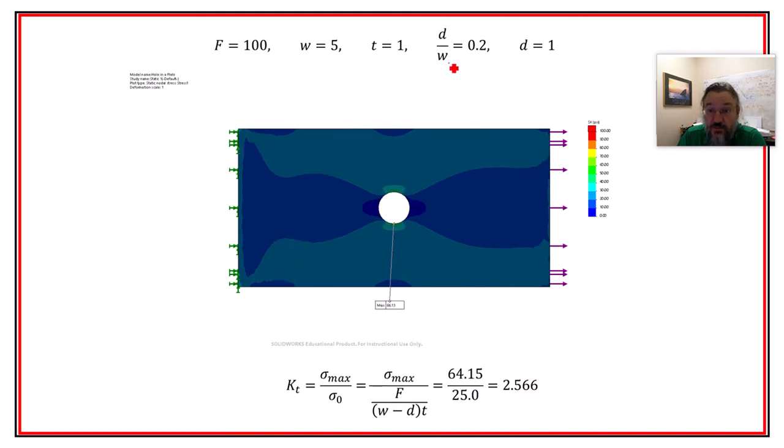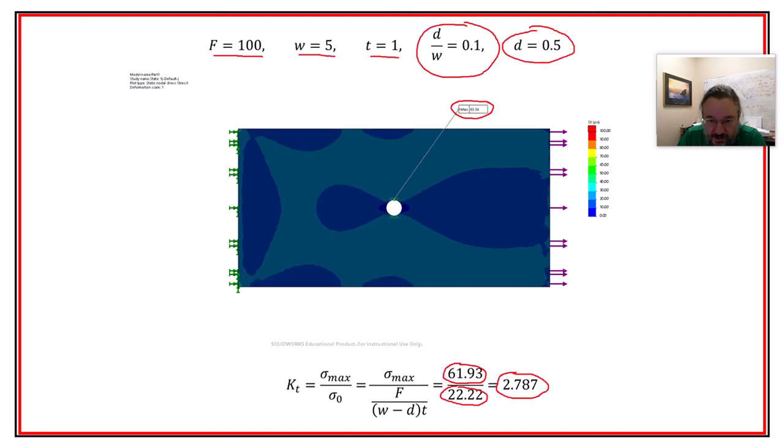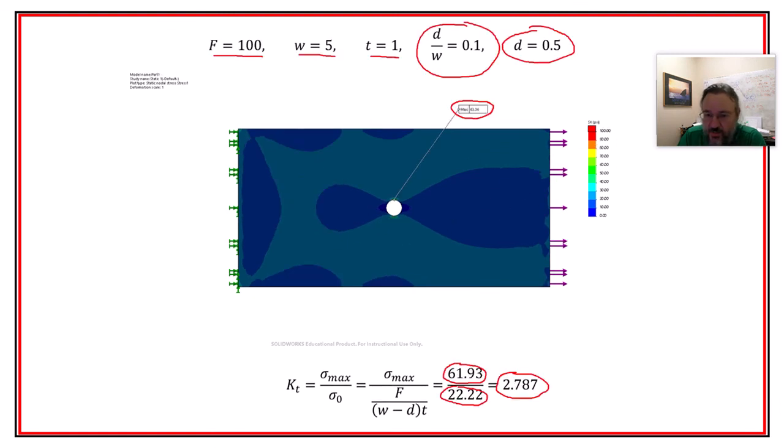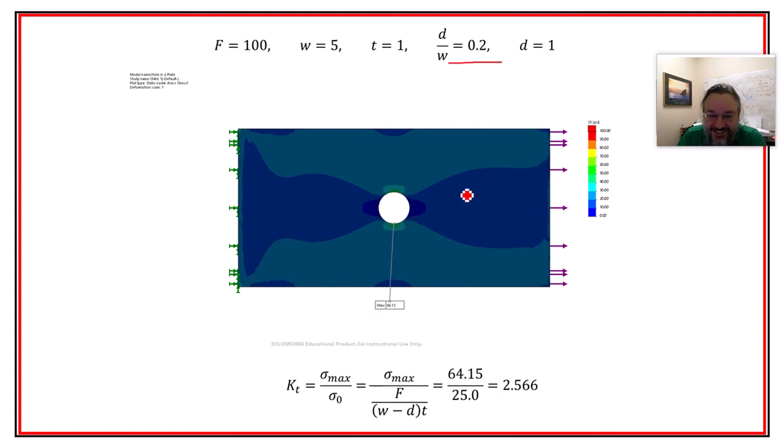Similarly, now I went to a D over W of 0.2. Take a flip back and forth between them. You can kind of see that size. But we want to take a look at the distribution, the color distribution. Red, the transition between red and more red is 90 and 100. So you can see right here.